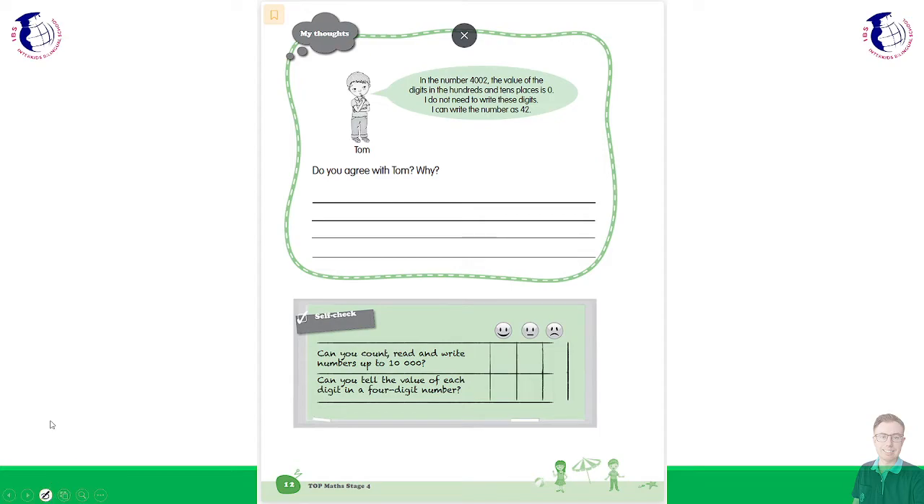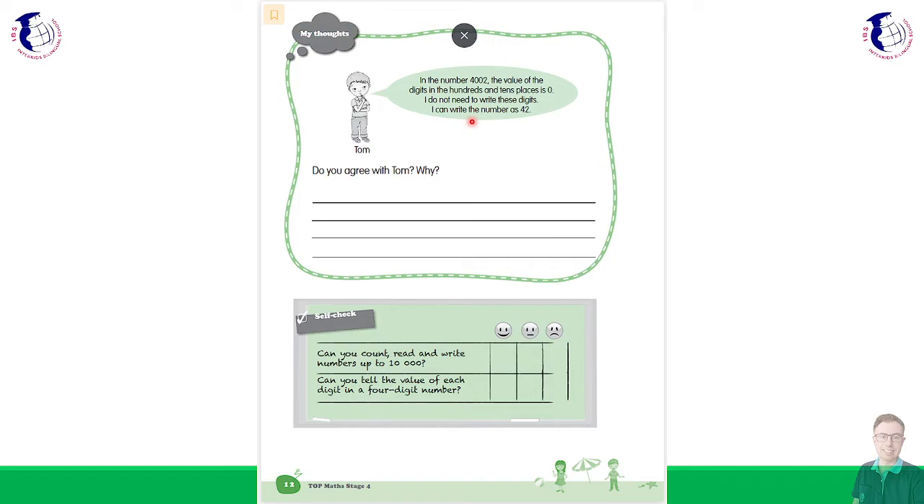Okay, here is Tom. What does Tom have to say? In the number 4002, the value of the digits in the hundreds and tens places is 0. So you got a 0 there and a 0 there. I do not need to write these digits. I can write the number as 42. Do you agree with Tom, and also write why?